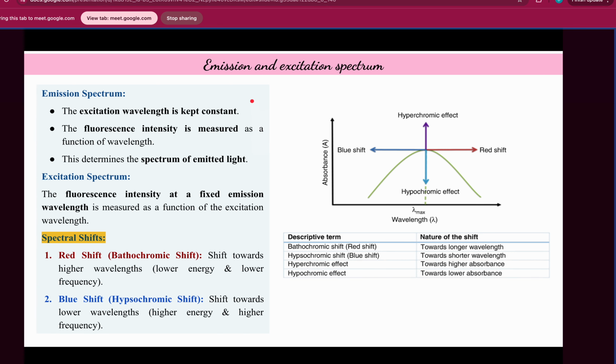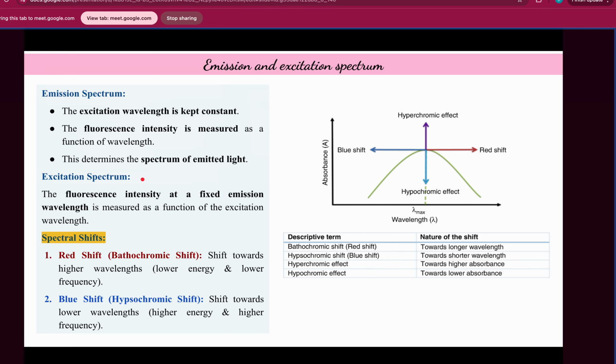Now we will look a little into the emission and excitation spectrum, because fluorescence spectroscopy will give you these. Emission spectrum means the excitation wavelength is kept constant and the fluorescence intensity is measured as a function of wavelength. This determines the spectrum of the emitted light. Emission means what is emitted, what is given out. That is known as the emission spectrum.